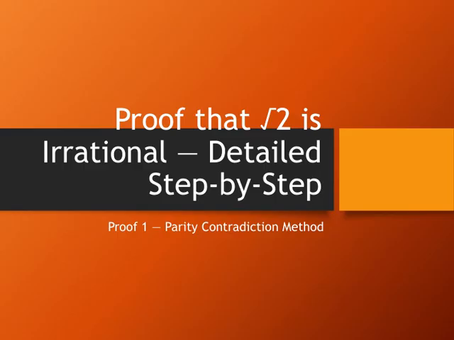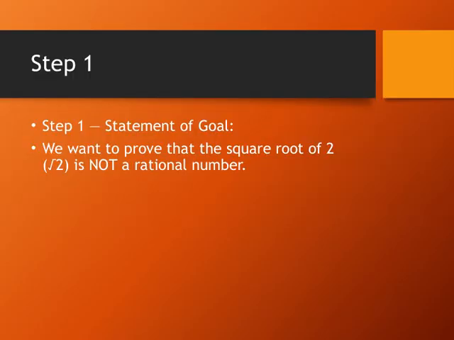I'm excited to share with you a fascinating proof that square root 2 is irrational. The title of our talk is Proof that Square Root 2 is Irrational Detailed Step by Step, and we'll be focusing on a specific method called the parity contradiction method. Over the next few slides, we'll walk through the logic step by step to understand why square root 2 cannot be expressed as a simple fraction. Let's get started.